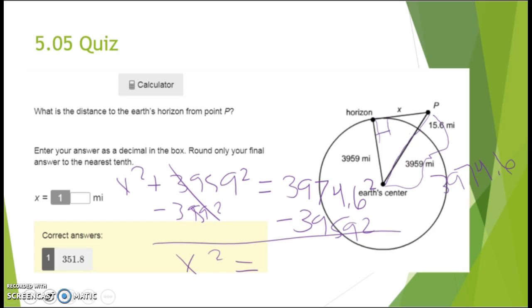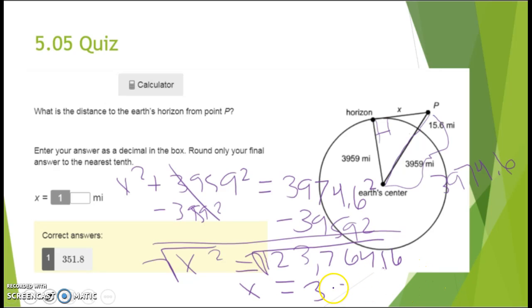And so whatever we get on the right-hand side when we subtract those two is going to be our x squared. We're going to take whatever we got, which is going to be a pretty large number. You're going to get 123,764.16. And we're going to take the square root of that to get x. So we'll square root both sides. I didn't write it because I was putting it in the calculator, but you take the square root of both sides, and you'll get 351.801. It says round it to the nearest tenth, which is 1 decimal. So that's where that 351.8 comes in.